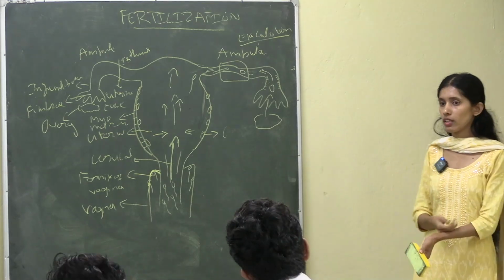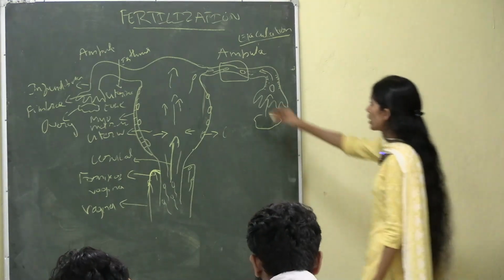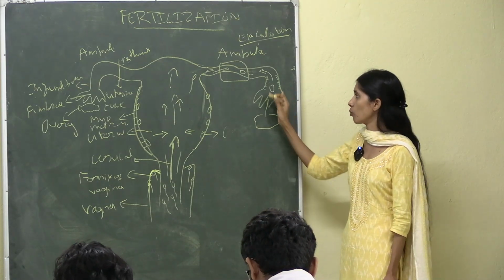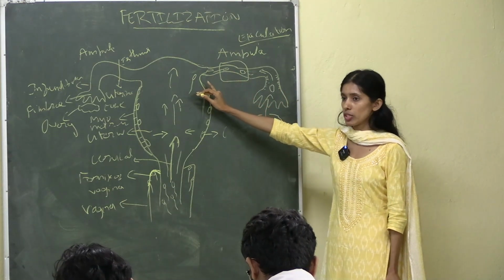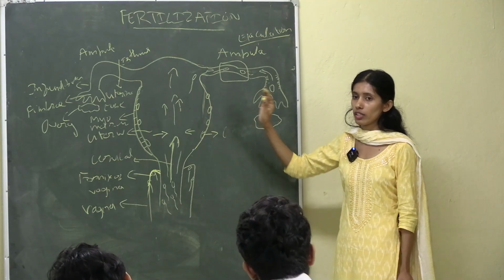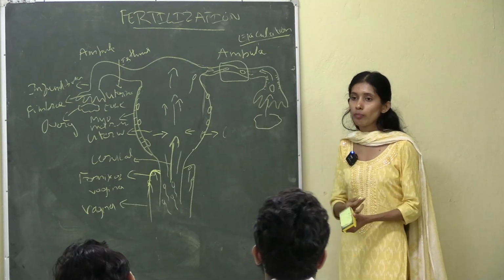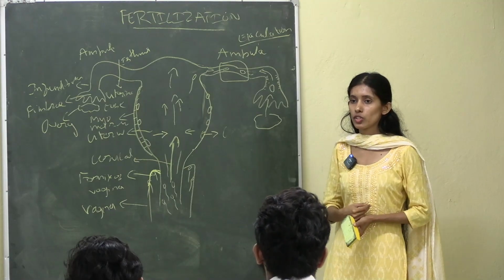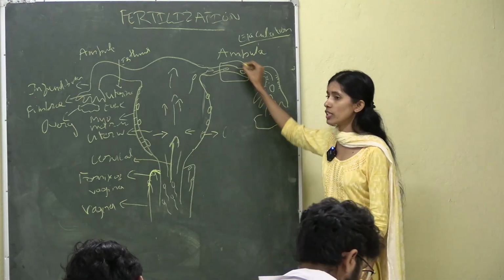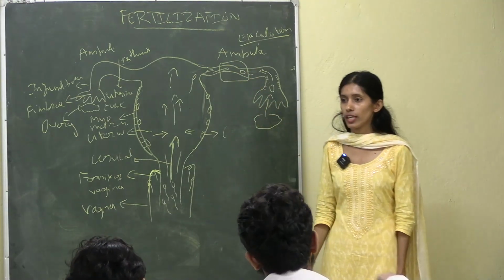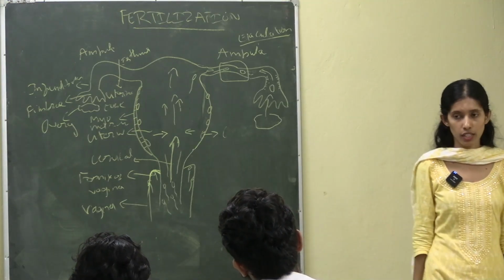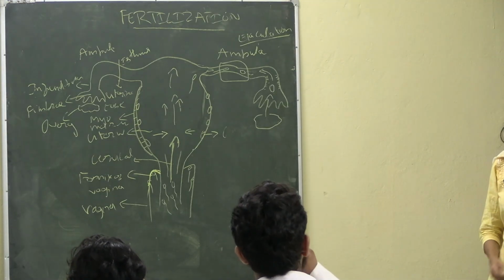There are chances of the sperm coming only until the infundibulum part, or the ovum traveling into the isthmus part also. Such kinds of fertilization are considered an abnormal site of fertilization. Only if the fertilization takes place in the ampulla region is it called the normal or proper site of fertilization. This is how, in general, the fertilization process takes place.